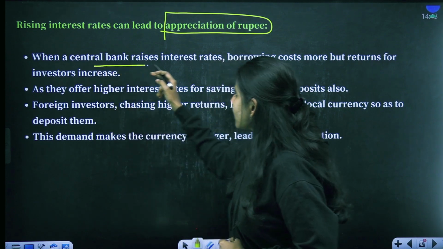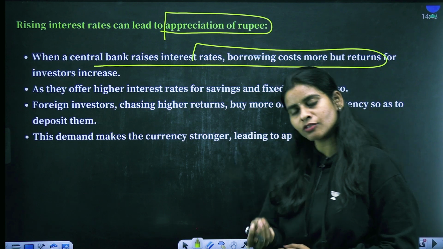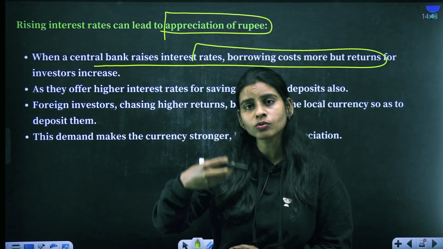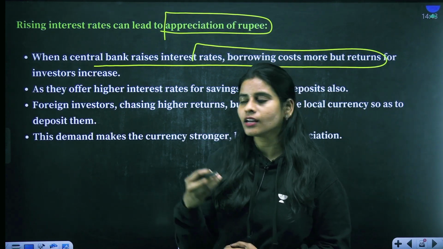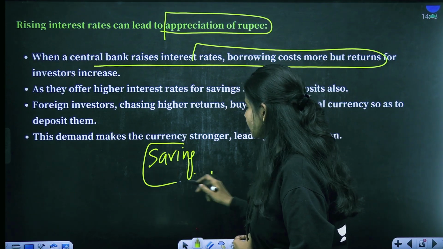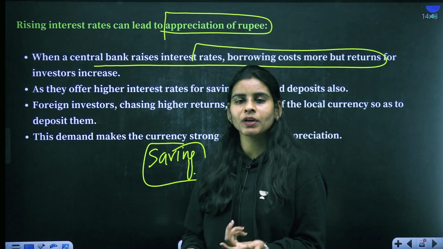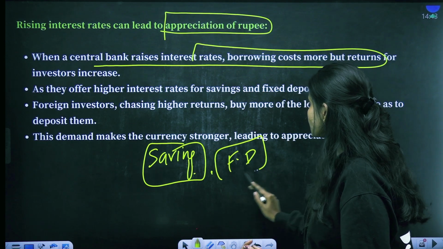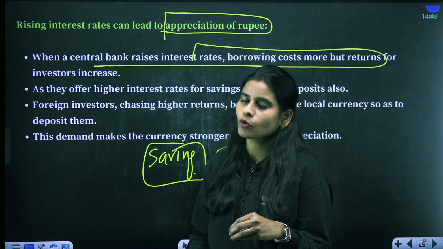So when a central bank raises interest rates, borrowing costs more, but returns for the investors also increase, right? Because when the repo rate is increased, the banks will also increase the rate for the loans that they are charging. In addition to that, the interest rate for savings. If I make savings at the bank, I will be able to get higher returns in terms of interest. So if I have a fixed deposit, banks will again increase the rate of interest that they are going to give me for my fixed deposit.